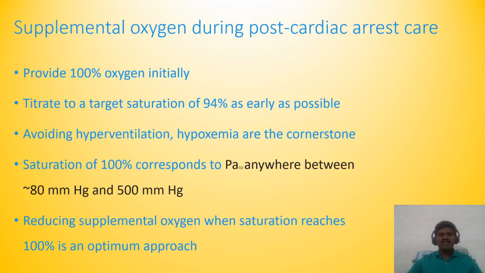Avoid hyperventilation. ACLS repeatedly says avoid hyperventilation. At the same time, do not put the patient in a hypoxemic state. Saturation of 100% corresponds to a PaO2 anywhere between approximately 80 millimeters of mercury to 500 millimeters of mercury. So this is a very wide range. Reducing supplemental oxygen when saturation reaches 100% is an optimum approach.